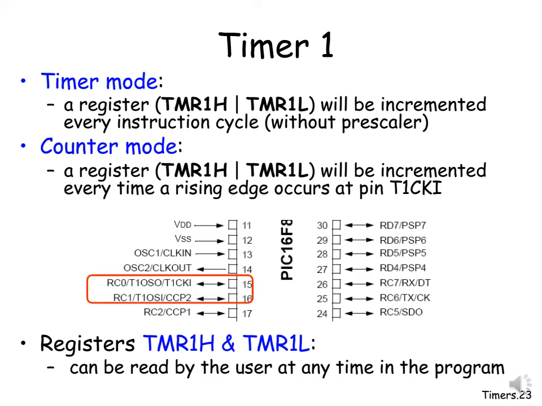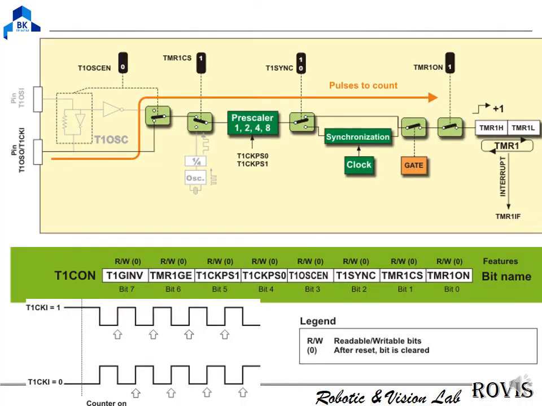Okay, now let's go to another mode of Timer 1. This is the counter mode. The counter means we feed the pulses to this pin 15, and then we will have the counter mode similar to Timer 0, and the number of counts will be stored in this register. To choose the counter mode is very easy. Here, we just set this bit to zero, set this one to zero, and this bit we set to one.